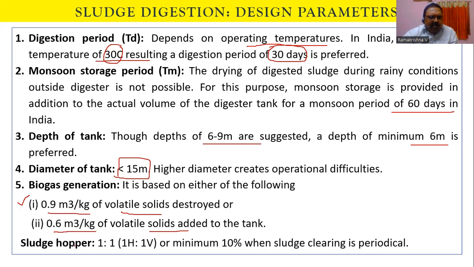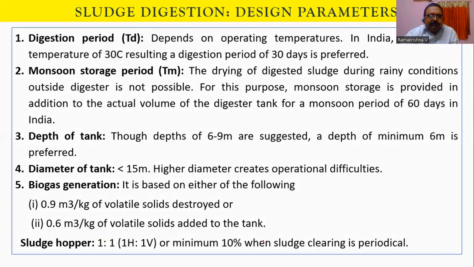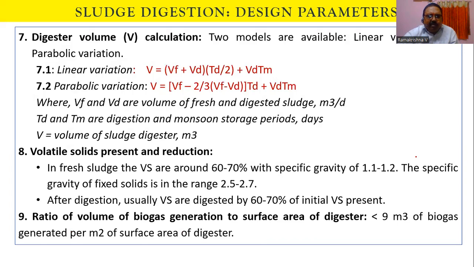Sludge hopper, the bottom slope, 1H to 1V, horizontal to vertical, at a minimum of 10% when sludge clearing is periodical. Now, how to calculate the digester volume based on the digestion period as well as the monsoon storage.